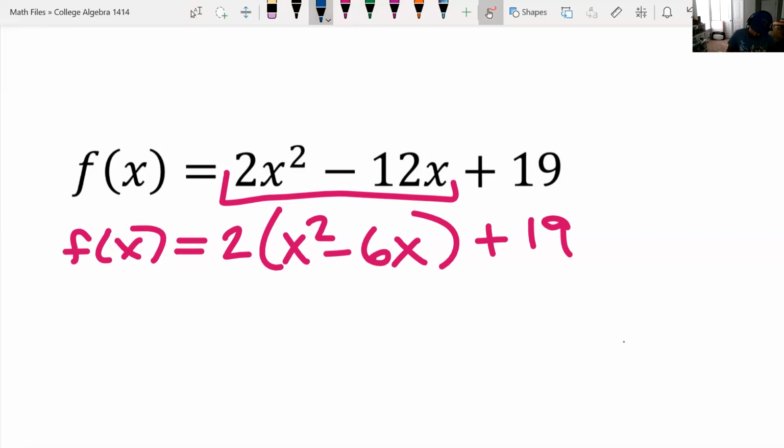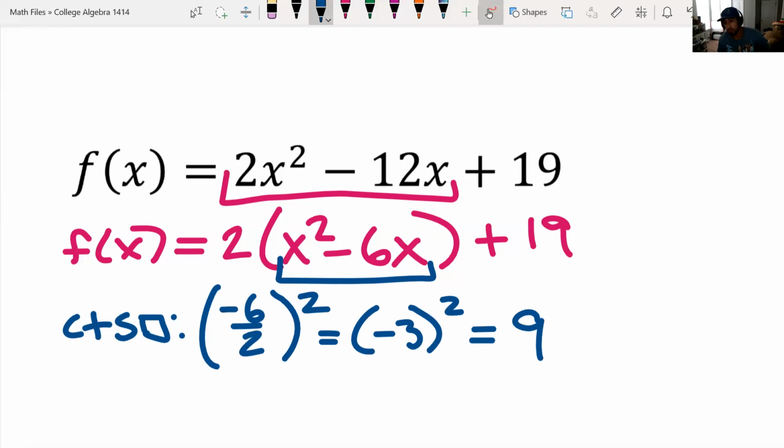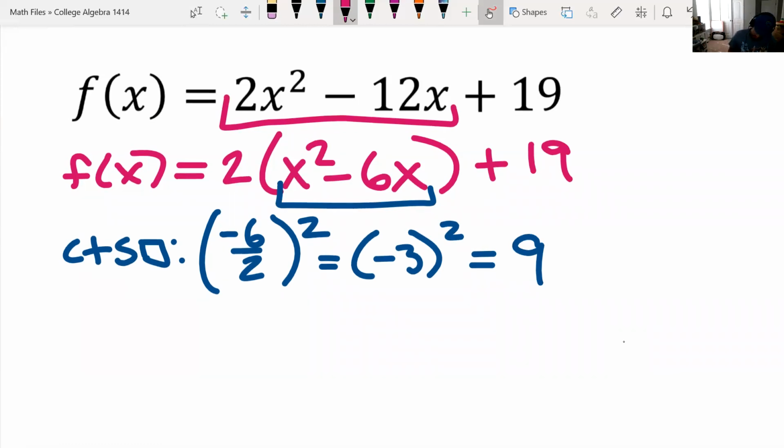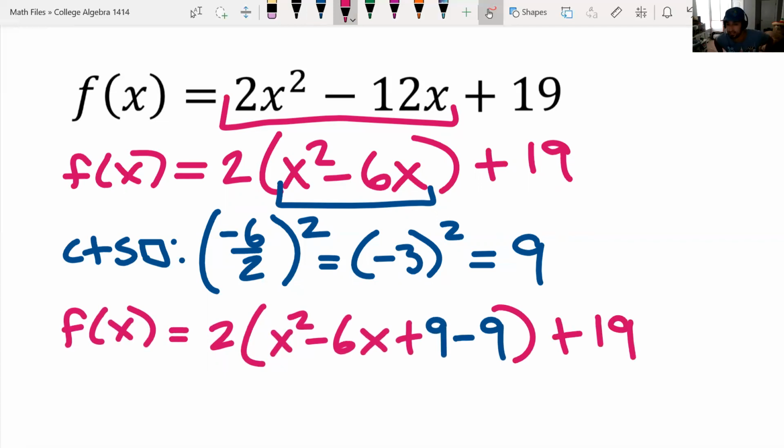And now, on the inside, we have the perfect form. So we can now complete the square on the inside. You'll take half of -6 and square it, which will give us -3 squared, which gives me 9. Okay, and now we must add it and subtract it on the same line. All right. Now this one's going to be a little tricky, so I'll show you. You're going to get 2 times x squared minus 6x plus 9 minus 9, all in the same parentheses, plus that 19 waiting outside.